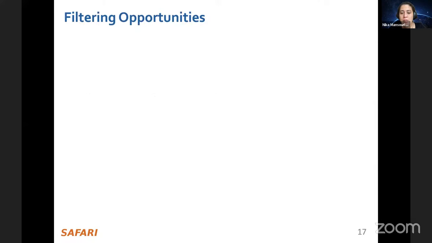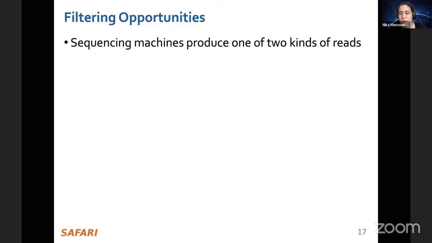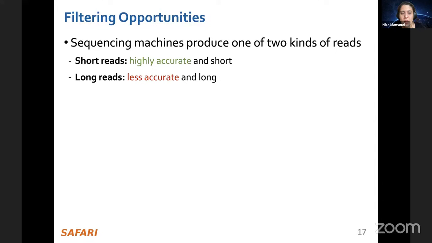So let's take a look at the filtering opportunities that exist. Sequencing machines generally produce one of two kinds of reads: short reads that are highly accurate and short, let's say up to a few hundred DNA characters, and long reads that are less accurate and longer, for example, from a few hundred to a few million DNA characters.